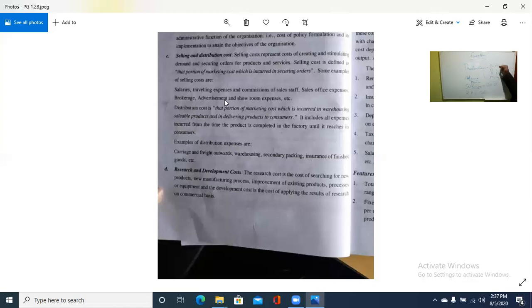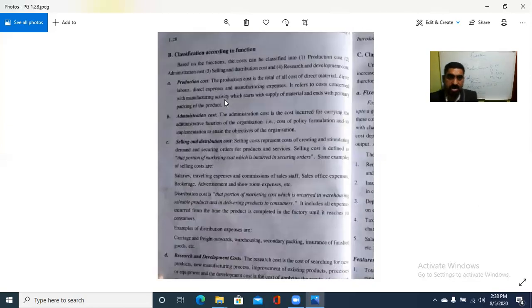So direct material, direct labor, direct expenses together constitute prime cost plus manufacturing expenses, that is the production cost. Then administration, the day-to-day affairs of the firm, or office and administrative work. So administration cost is the cost incurred for carrying the administrative function of the organization. So that is the administration cost.